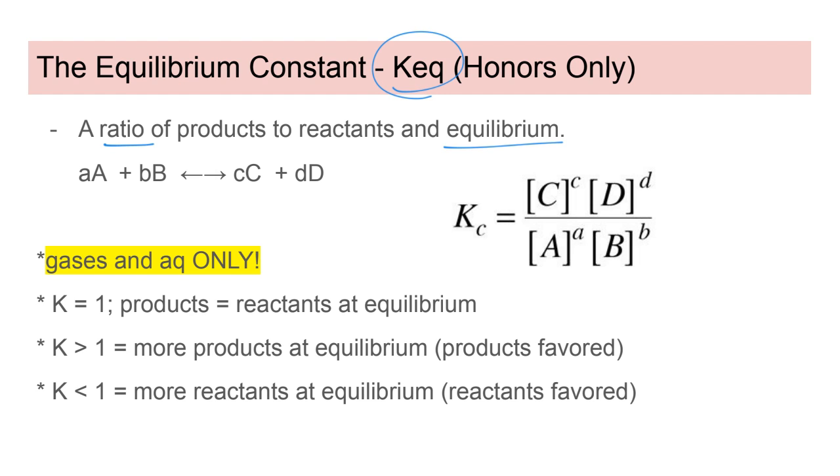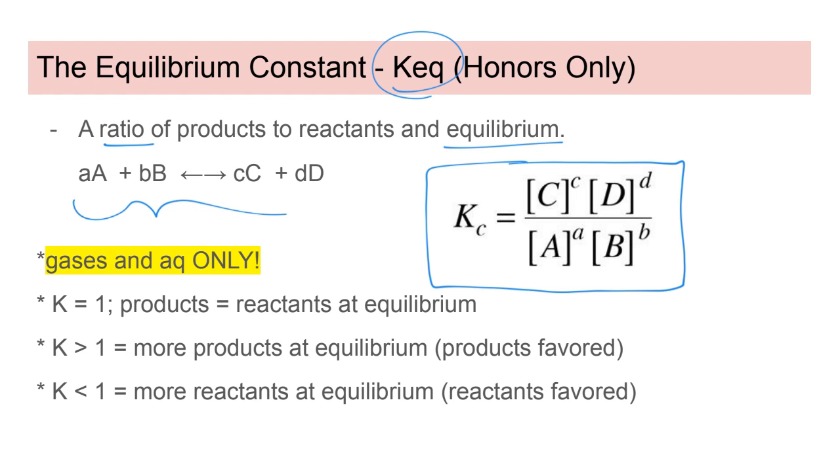So this expression right here that we have is going to be based on our balanced chemical reaction. So this right here is the example of my balanced chemical reaction. You can see that we have reactants A, B, C, and D. When we write our equilibrium expression, we're going to put our products on the top of the fraction, and we're going to put our reactants on the bottom.